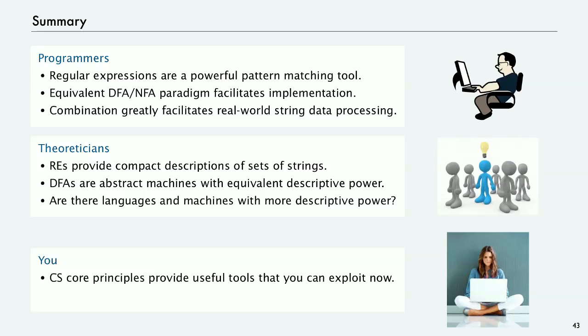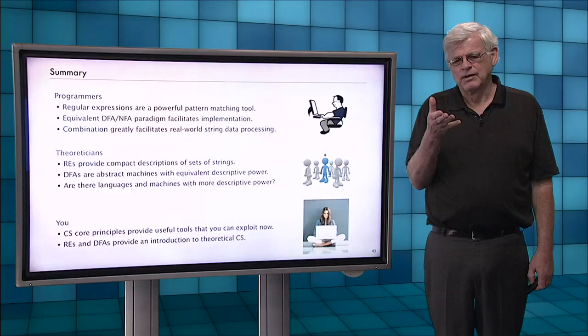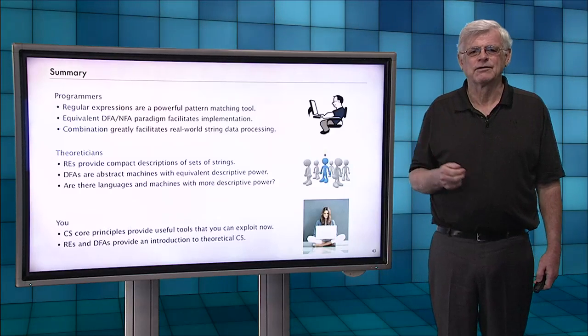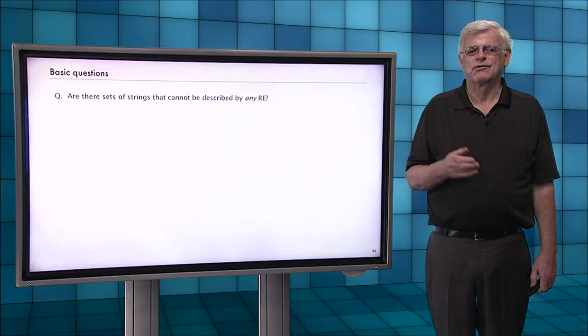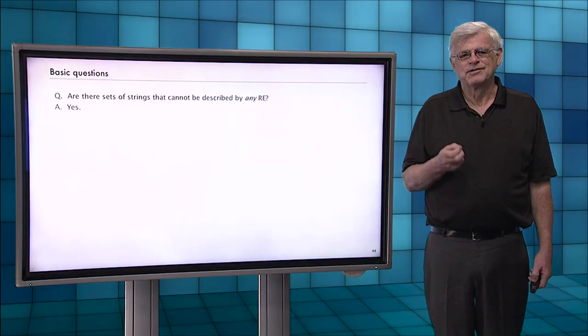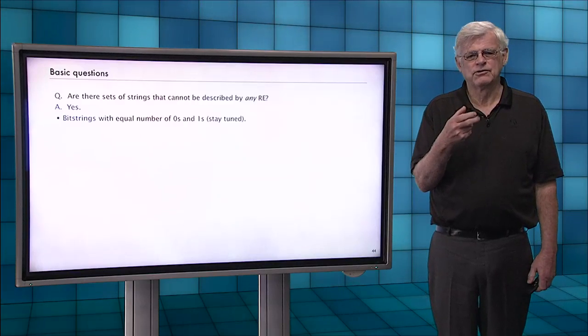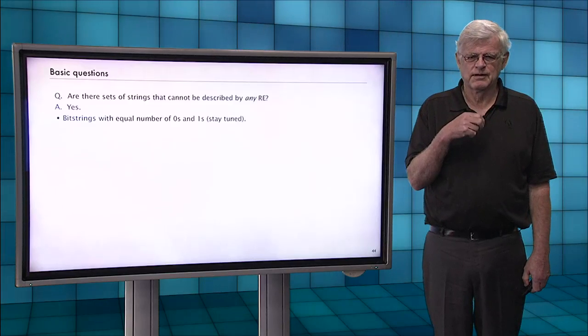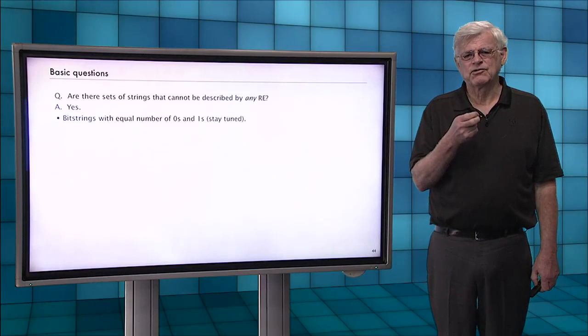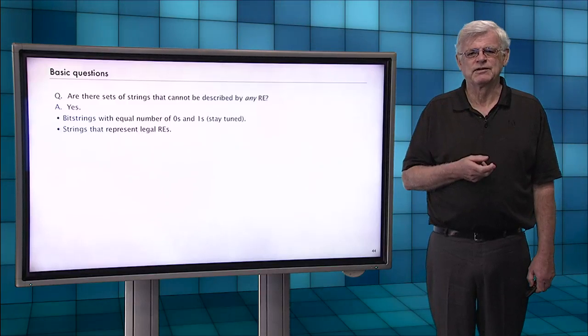As we mentioned, you've got the core principles of computer science introduced, the basic idea of abstract machines and languages, and we're going to use those things to get started on addressing fundamental questions in theoretical computer science. So here's the basic idea. Are there sets of strings that can't be described by any regular expression? And the answer is yes, there are. We're going to do an actual mathematical proof that shows that you can't have an RE that describes the bit strings with equal numbers of zeros and ones. And that's just one example.